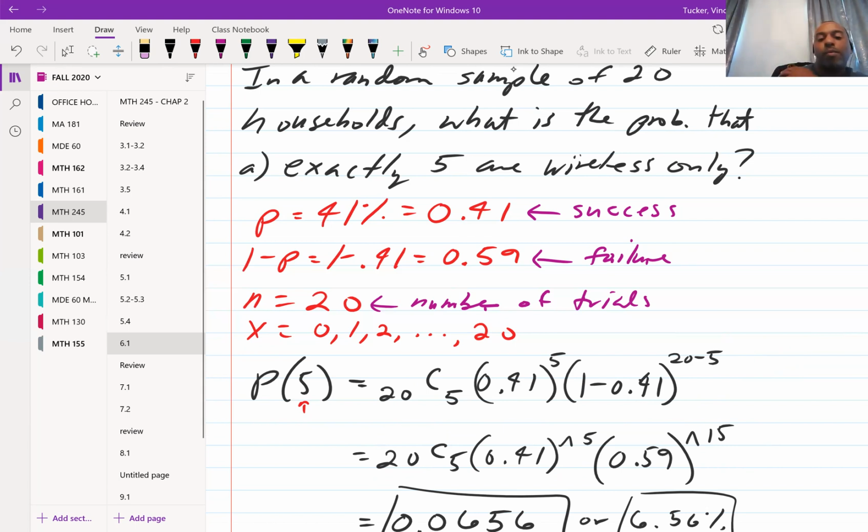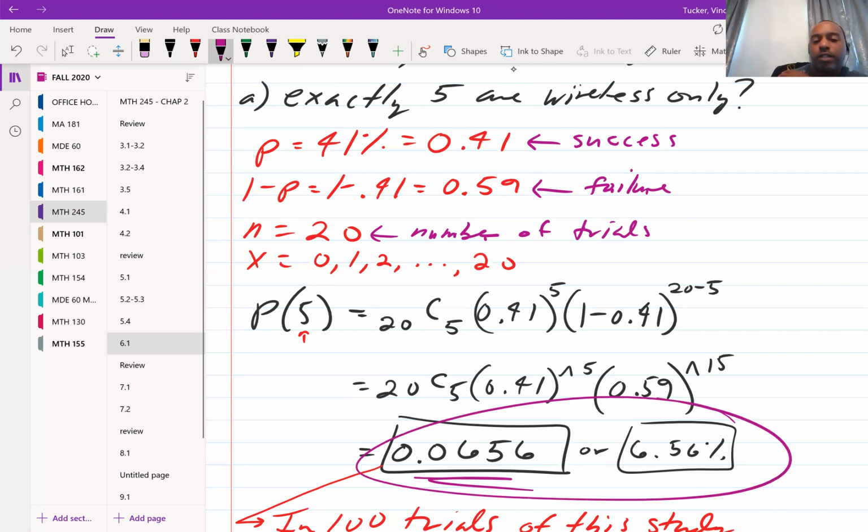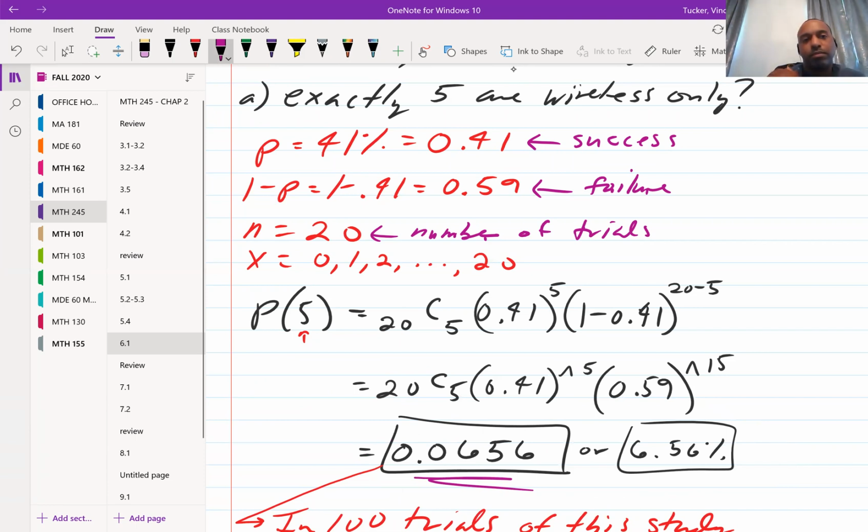All right, so once you plug into the calculator, you get this right here, 0.0656 or 6.56%. Any questions?